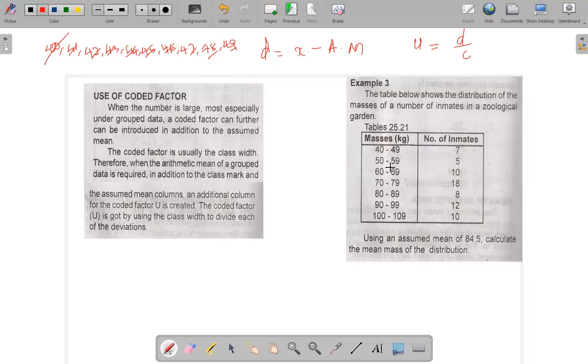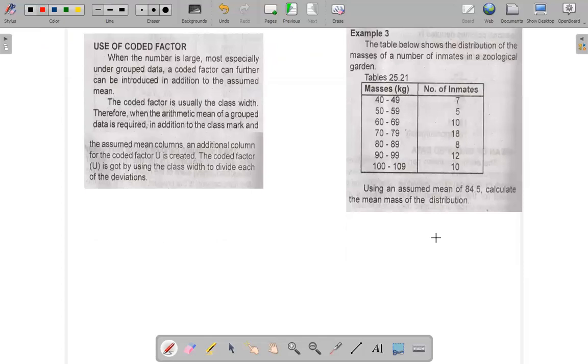So to make use of coded factor in calculating the arithmetic mean, we need to prepare a table that will show us all the things that we need to work with. The question says the table below shows the distribution of the masses of a number of inmates in a zoological garden. Using an assumed mean of 84.5, calculate the mean mass of the distribution. So what are the things that need to appear in our table? We need to first of all get the masses, which is already given to us.